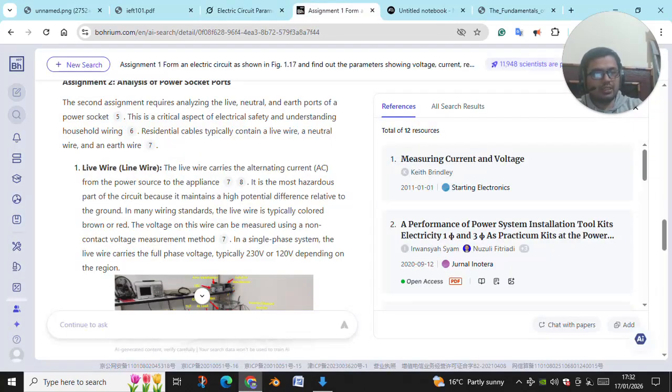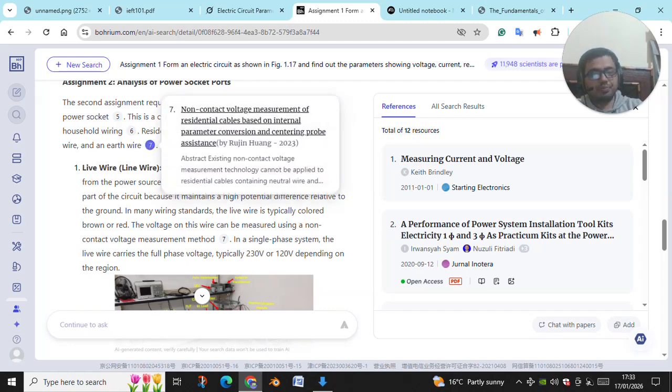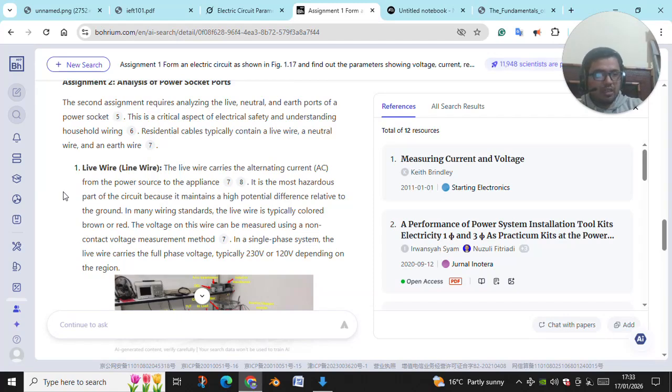Second assignment. The second assignment requires analyzing the live, neutral and earth ports of a power socket. This is a critical aspect of electrical safety and understanding household wiring. Residential cables typically contain a live wire, a neutral wire and an earth wire. The live wire carries the alternating current, AC, from the power source to the appliances. It is the most hazardous part of the circuit because it maintains a high potential difference relative to the ground. In many wire standards, the live wire is typically colored brown or red.